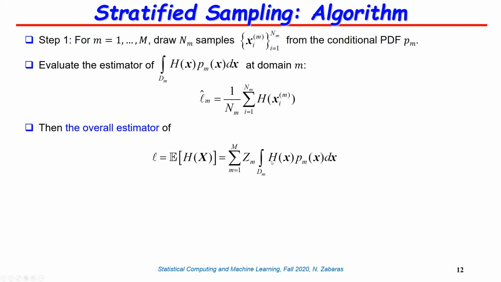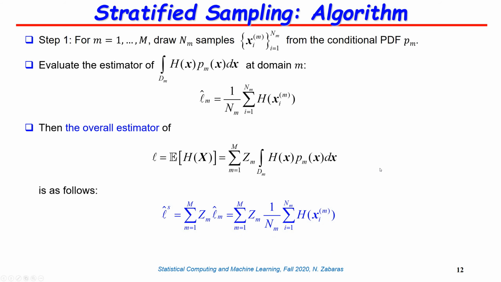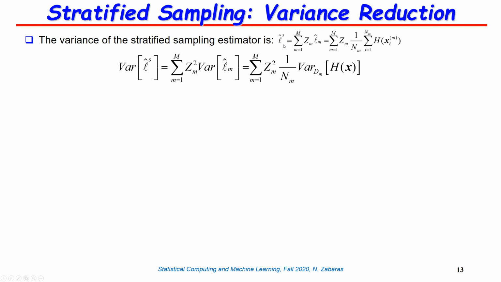So now I am going to do a Monte Carlo approximation of this integral. The Monte Carlo stratified approximator will be nothing else but the summation of Z_m times 1 over N_m times this sample sum. This is the sample mean, basically, the Monte Carlo approximation of this conditional expectation. Now, as you anticipate, the variance will again be reduced because of the conditioning. So this is my stratified sampling estimator, as I had before. If you compute the variance of this estimator, it will be Z_m squared times 1 over N_m times the variance of this conditional expectation that I had before.